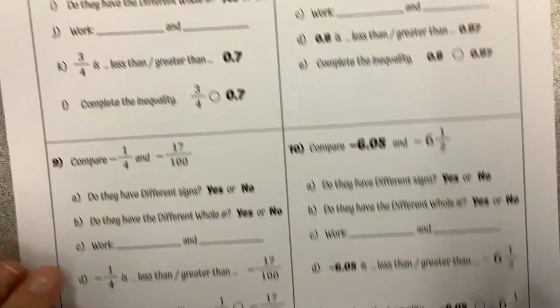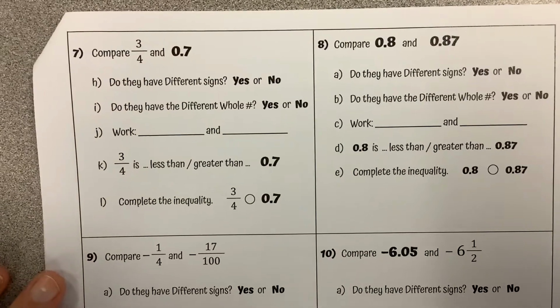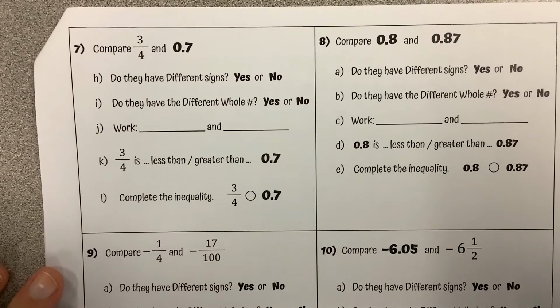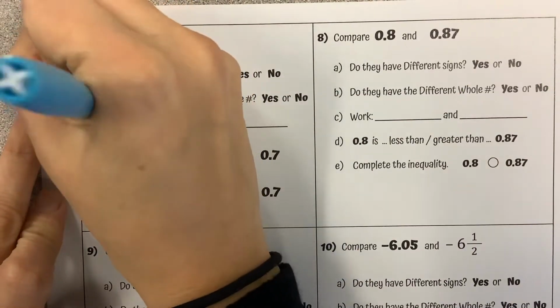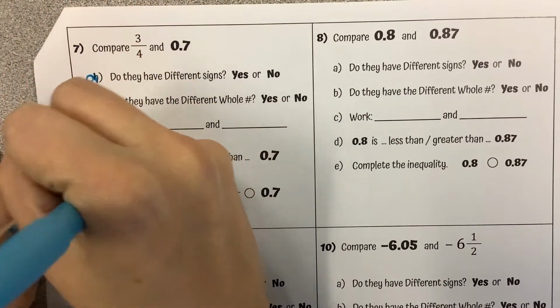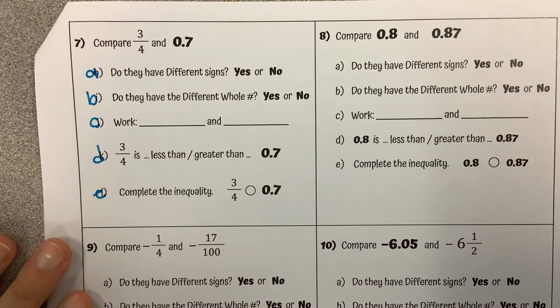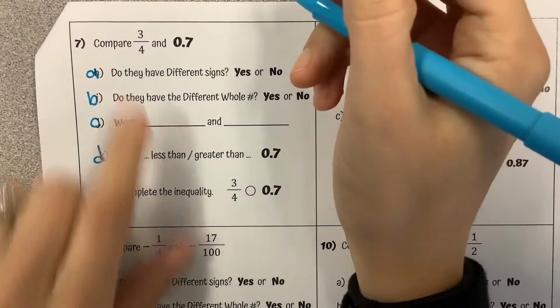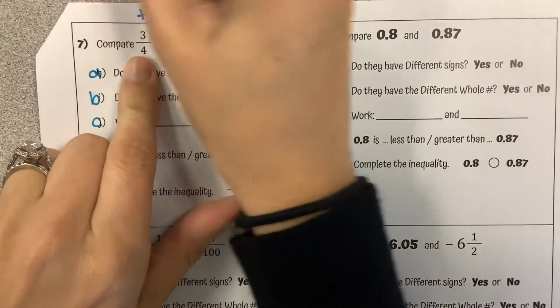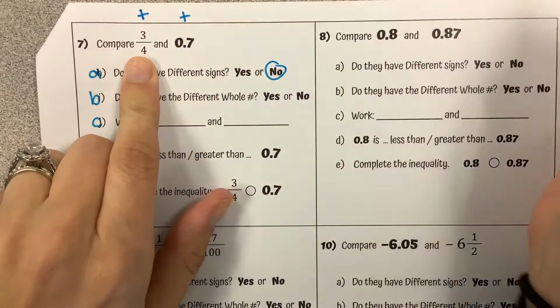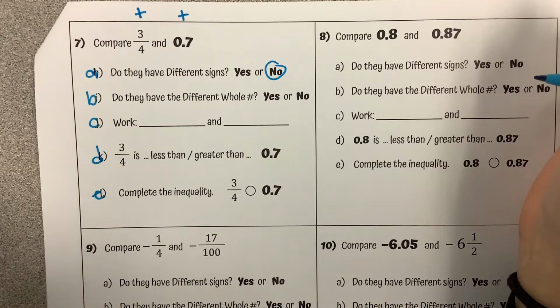Okay. All right. Number 7. Comparing 3/4 to 0.7. So do they have different signs? We have a positive and a positive. So no, they do not have different signs.